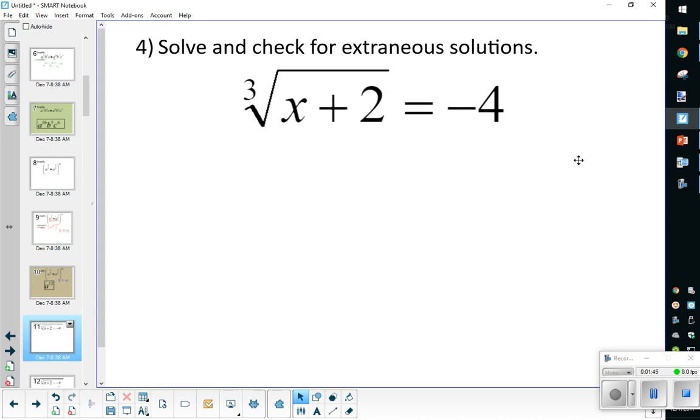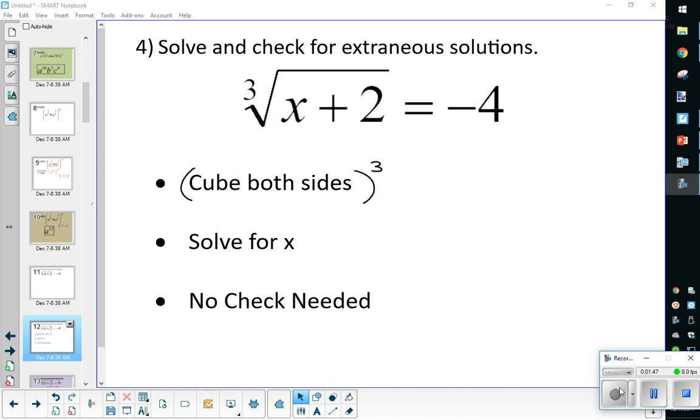There's number 4. Try your next one, please. Some reminders. Remember, we're going to cube both sides first to get rid of the cube root, and then we're going to solve for x and see if you need to check or not. In this case, it says you don't need to check.